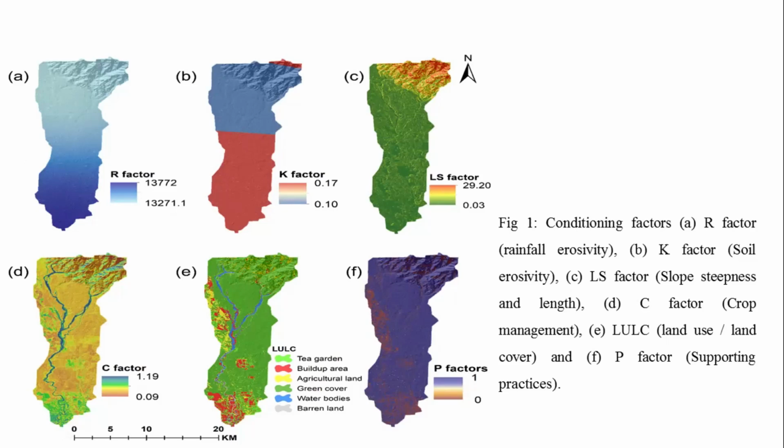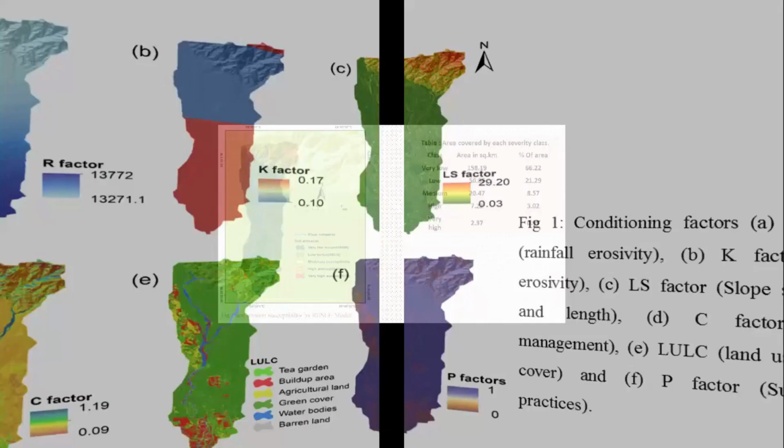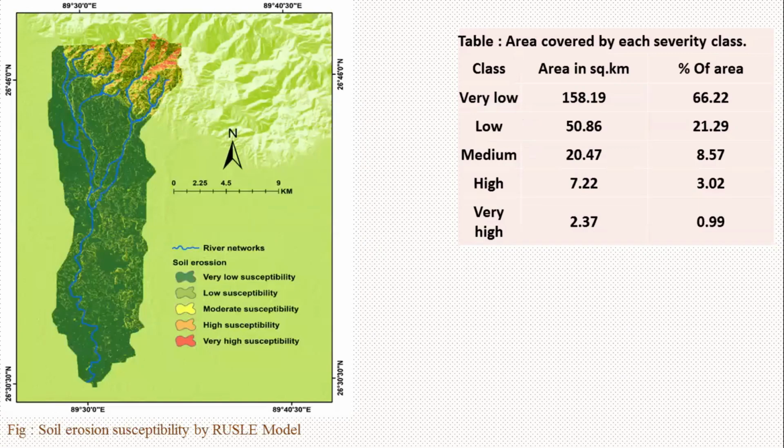So these factors are taken, some factors are generated, some factors are taken from literature review. These are the factors which are adopted, and by adopting these factors, one can come up with such a soil erosion susceptibility map. This particular map was done by using the RUSLE model.